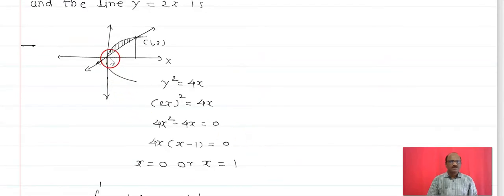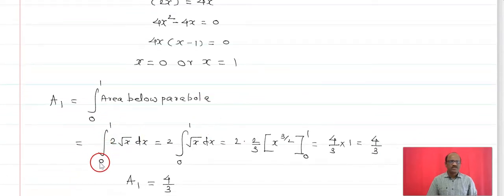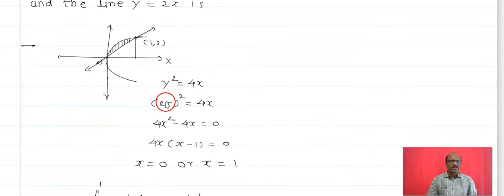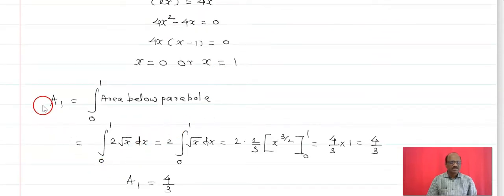Therefore this is the required area; you will find the area below this parabola minus the area below this line. Now, A1 is the area where x varies from 0 to 1, the area below the parabola, that is the integral from 0 to 1. But what is the value of y? Y square equals 4x, therefore y equals 2 root x, taking the square root on both sides. Therefore the required area A1 is the integral from 0 to 1 of 2 root x dx.